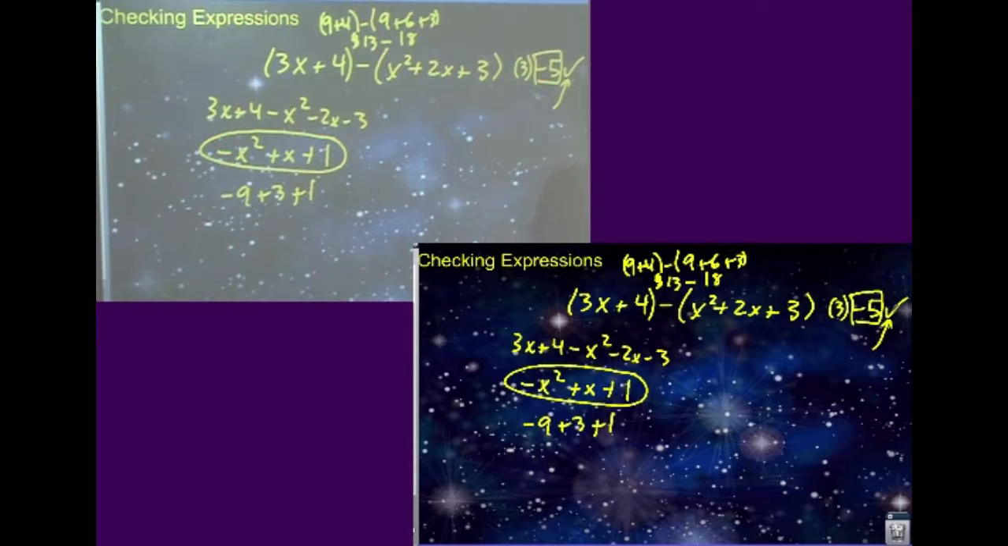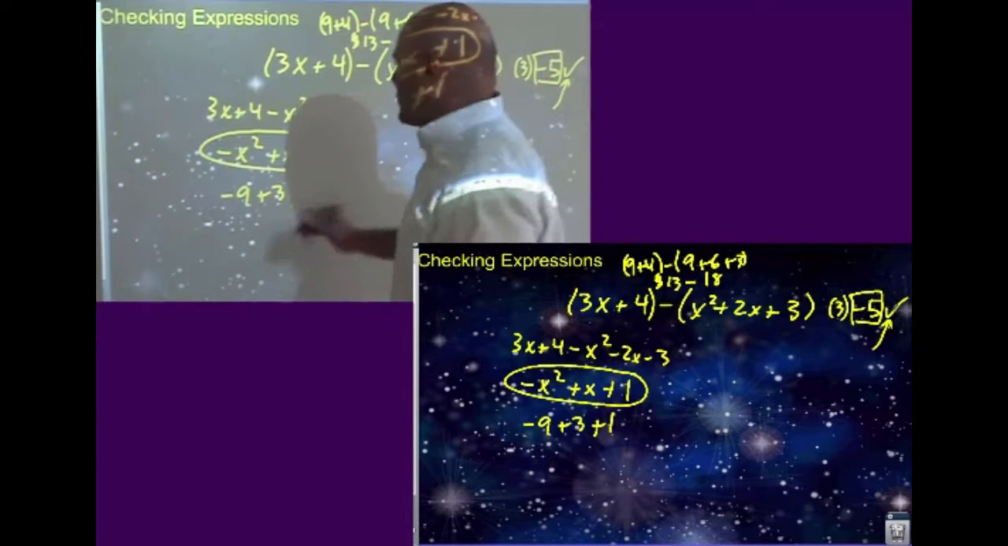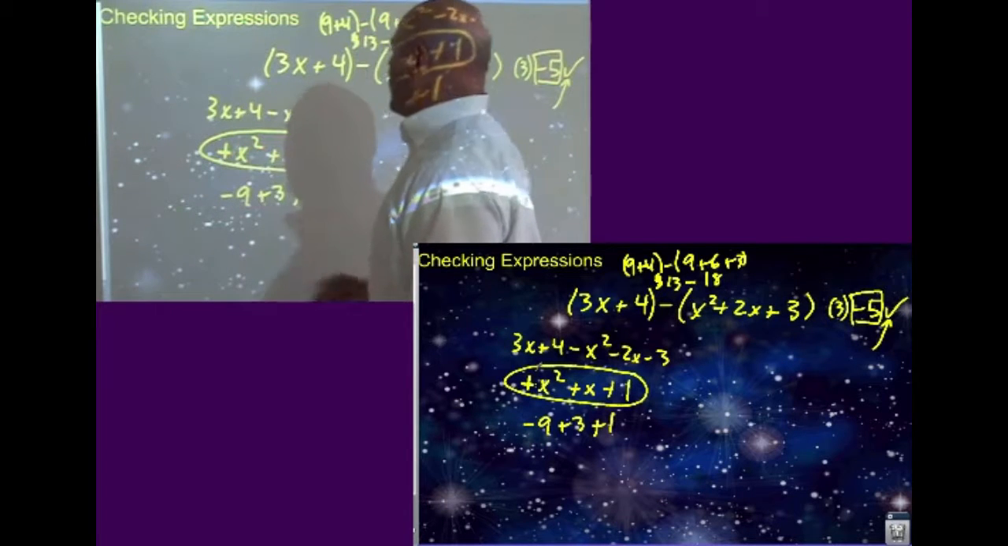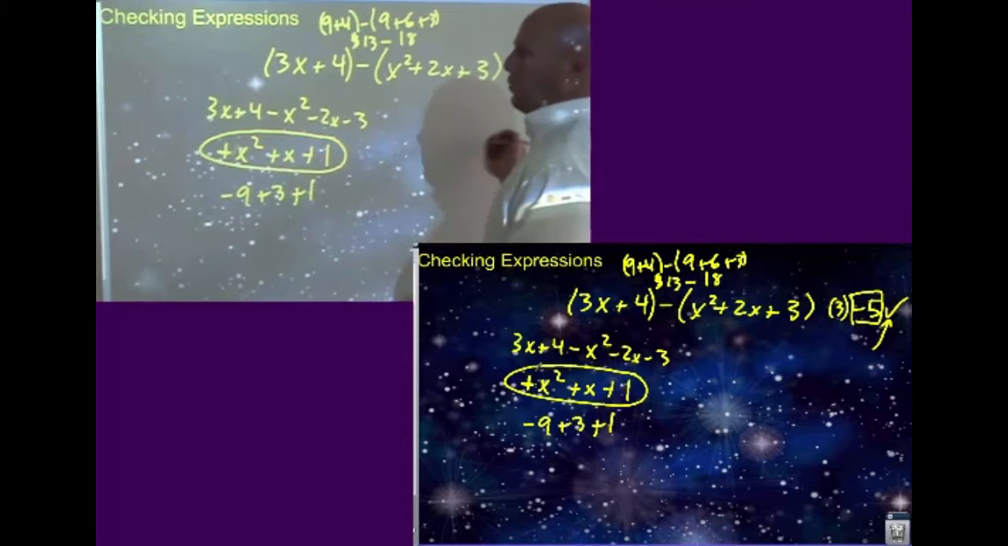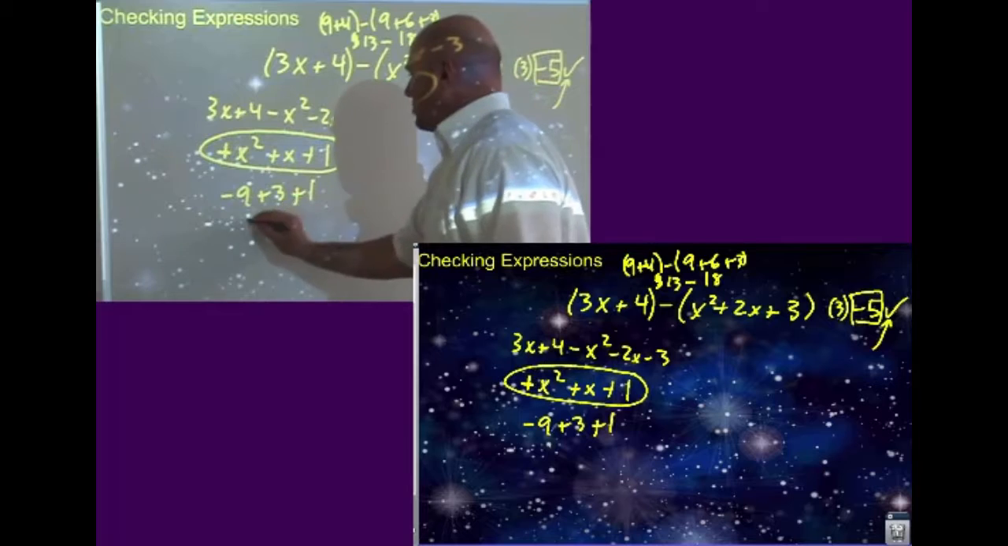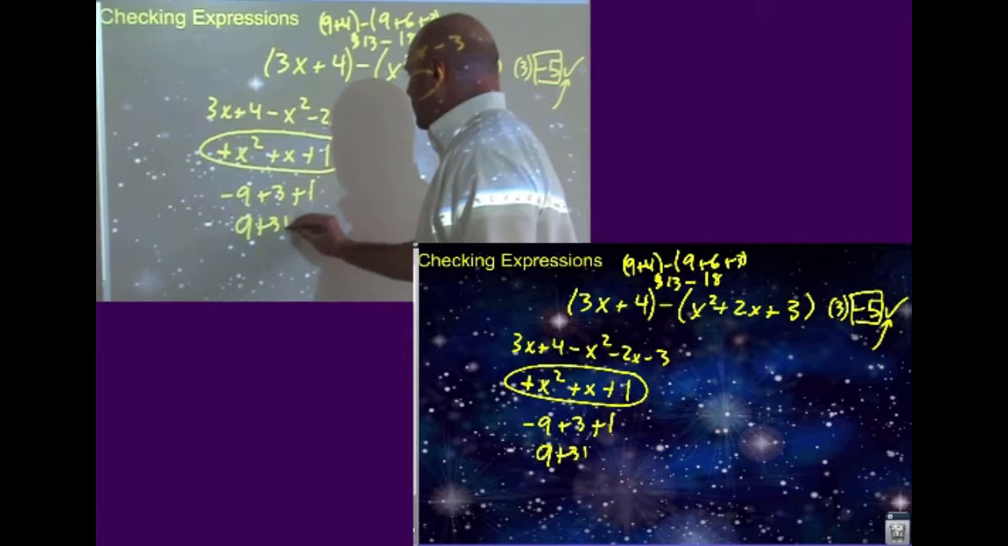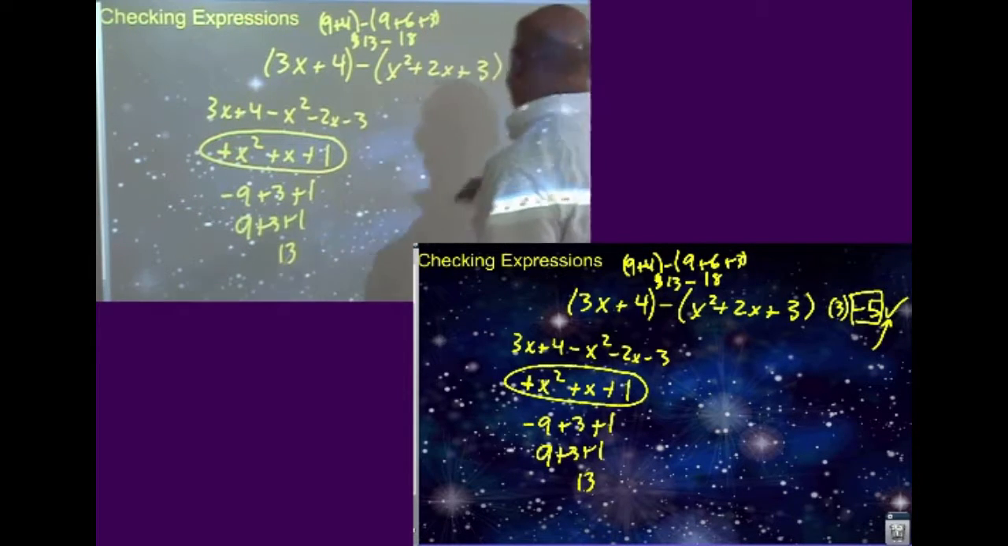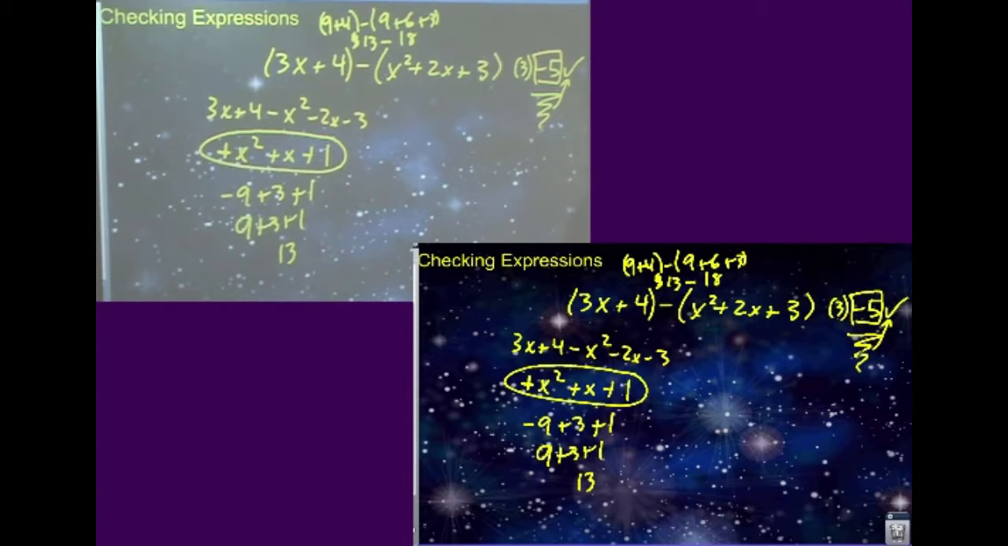Now let me show you what happens if I made a mistake. Let's say I forgot to put the negative on the x squared when I came down here. So when I go to plug the 3 in this time, this will be positive 9 plus 3 plus 1. That's 13. That's not the same as the negative 5, so I know a mistake has been made.